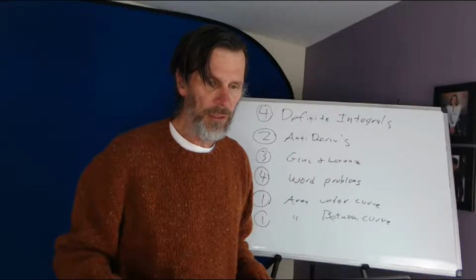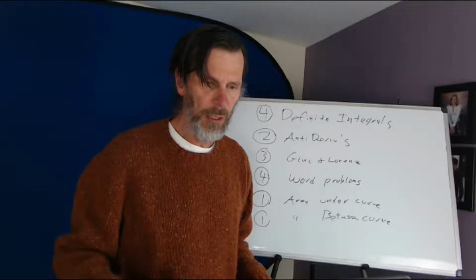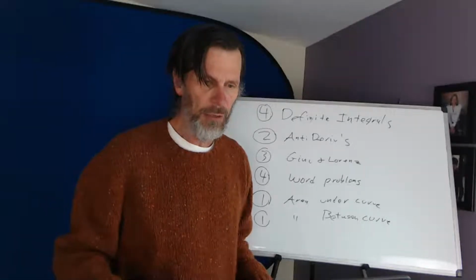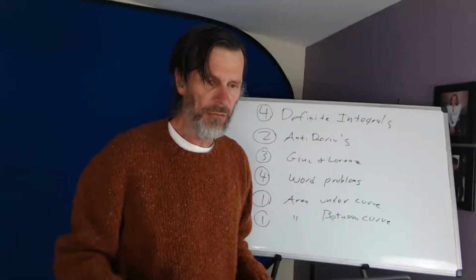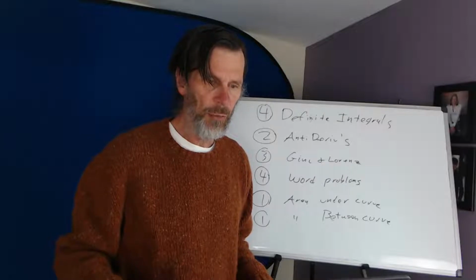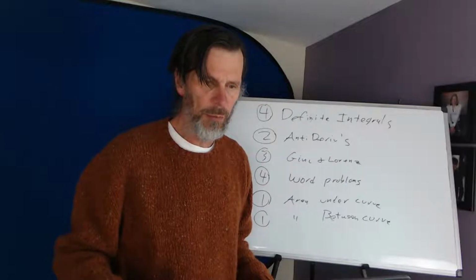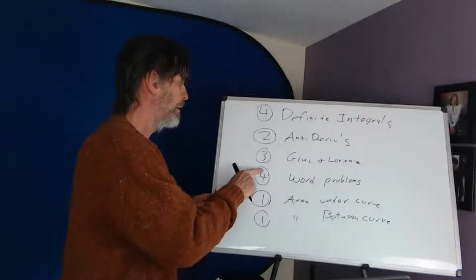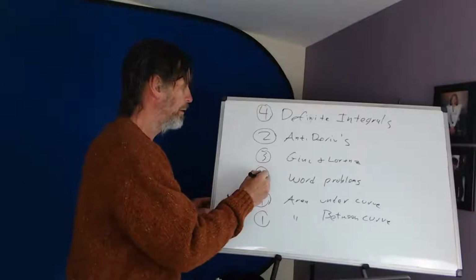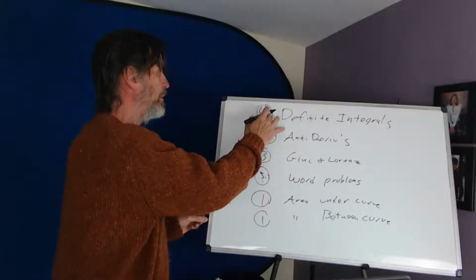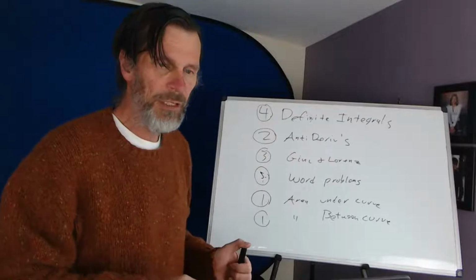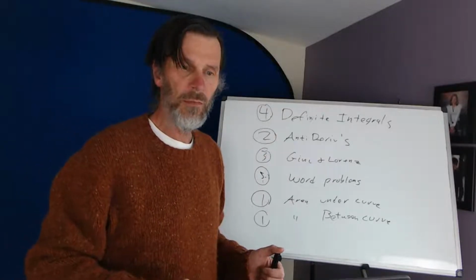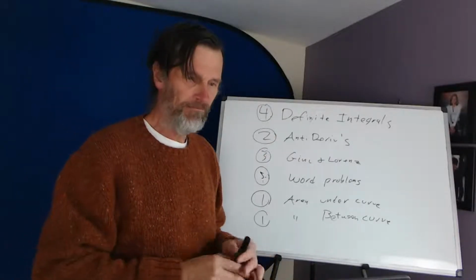Okay, so 4 definite integrals, area under the curve, antiderivatives, Lorenz curve, Gini index, word problems, 2, 3, 4, 5 word problems, I guess. 8, 9, 10, 11, 12, 13, 14, 15, 16. Yep, that's it. There we go. That's the exam.